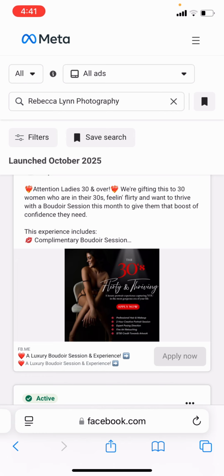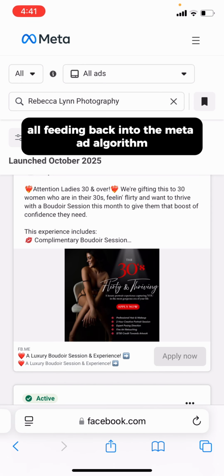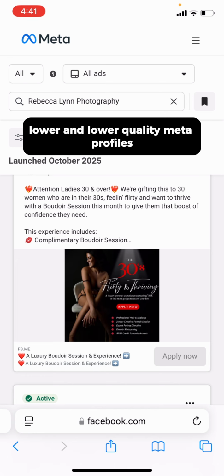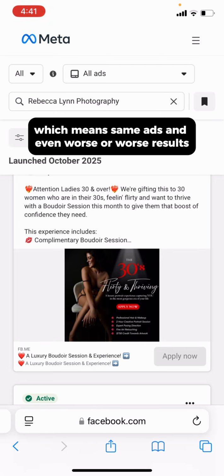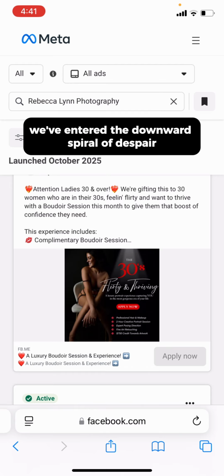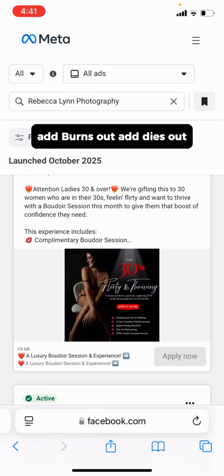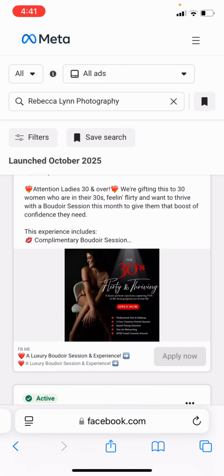less revenue, less sales, less conversions, all feeding back into the Meta ad algorithm. Ad goes to tranche 2, lower and lower quality Meta profiles, which results in same ad spend, worse results, which feeds into the Meta ad algorithm again for tranche 3, which means same ad spend, even worse results. We've entered the downward spiral of despair. Ad burns out, ad dies out, refresh creative. All right, second mistake.